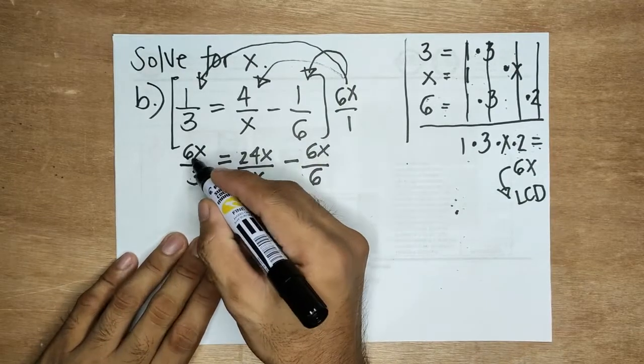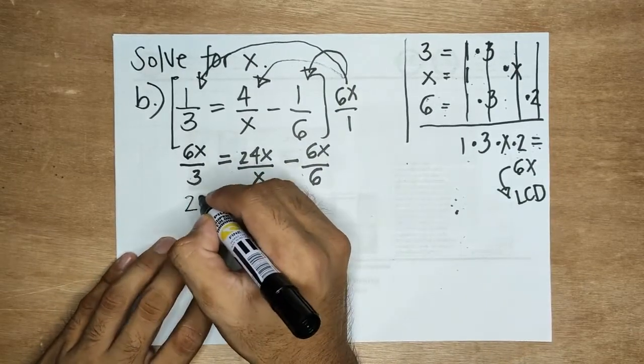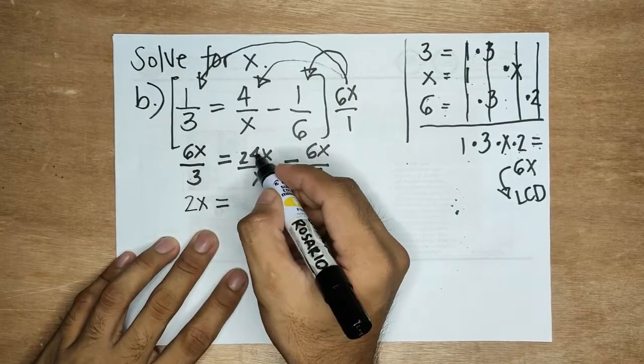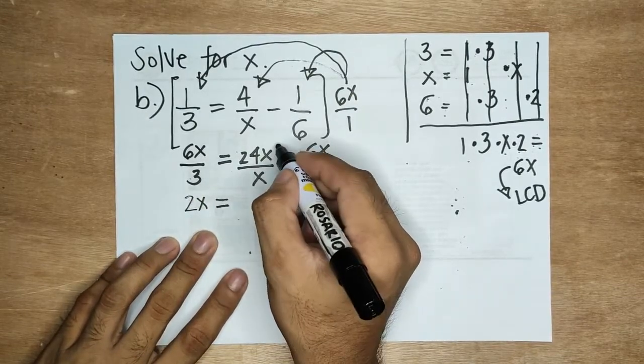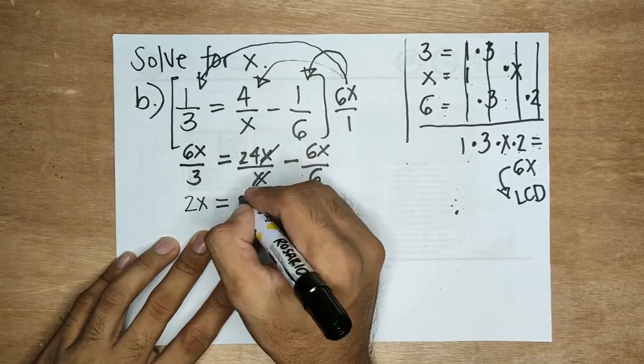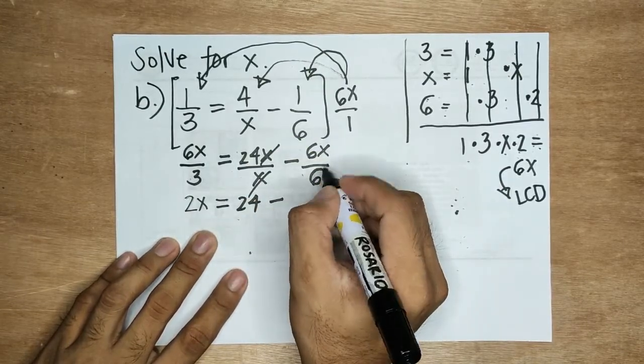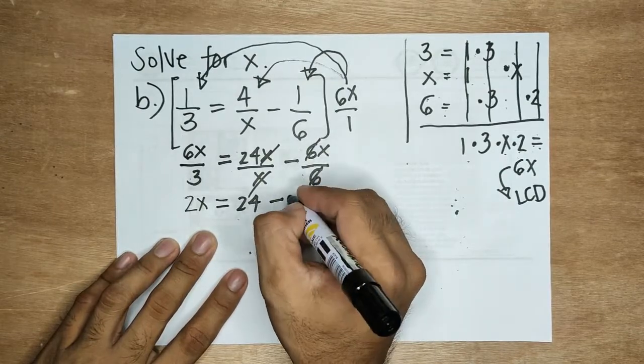Simplifying further, we have 6 divided by 3 is 2. We simply copy x is equal to 24x divided by x. So we cancel x. So ang naiwan na lang is 24. And then 6x divided by 6, we cancel 6. Ang naiwan ay si x.